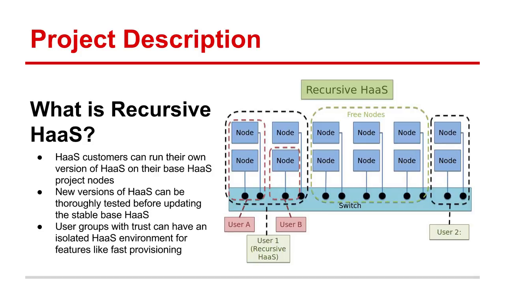This topology can be extended many times over, where we can set up HaaS on top of HaaS on top of HaaS. You get the idea. The upshot to all this is new HaaS functionality can be tested on Recursive HaaS instances before fully implementing them on base HaaS. Also, trusted networks can enable features like fast provisioning, but more on that on the next slide.